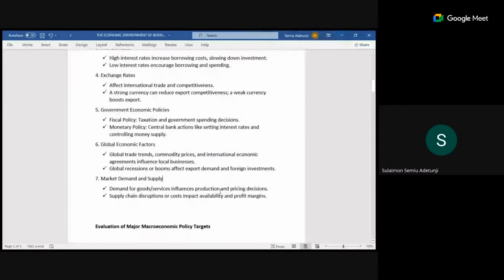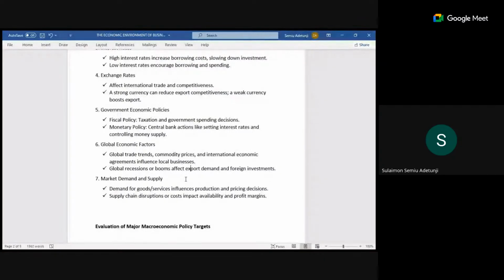Then generally the market demand and supply affect our decisions. If the demand for a particular product is reduced in the market, then the market is capable of determining the price of that product. If the supply is such that you can find the product almost everywhere in the market, then you cannot control the price, because everywhere has that product.